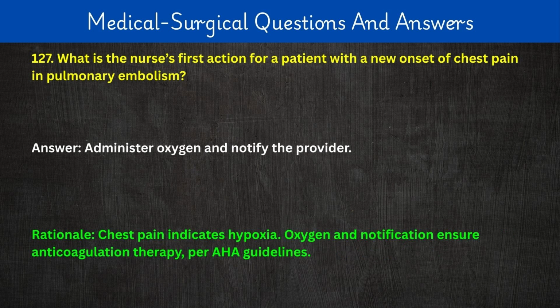127. What is the nurse's first action for a patient with a new onset of chest pain and pulmonary embolism? Answer: administer oxygen and notify the provider. Rationale: chest pain indicates hypoxia. Oxygen and notification ensure anticoagulation therapy, per AHA guidelines.